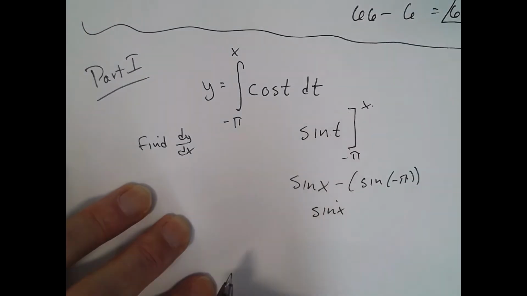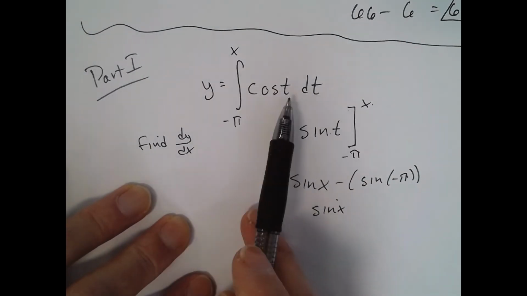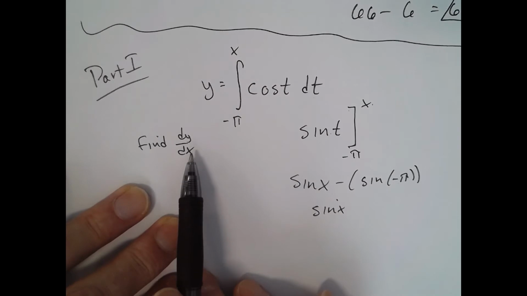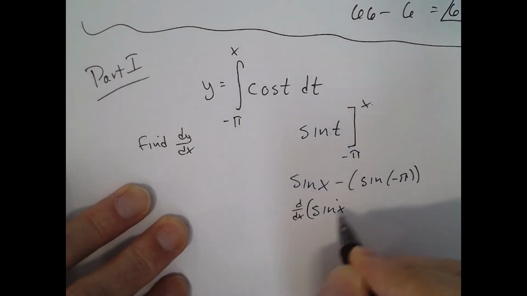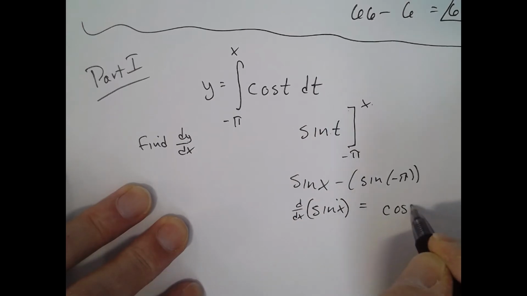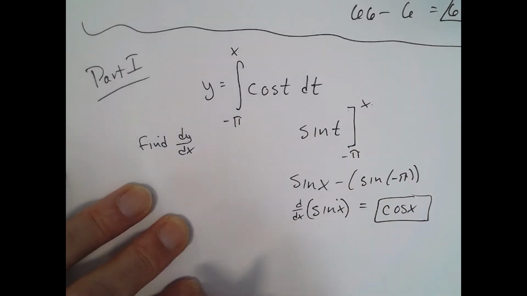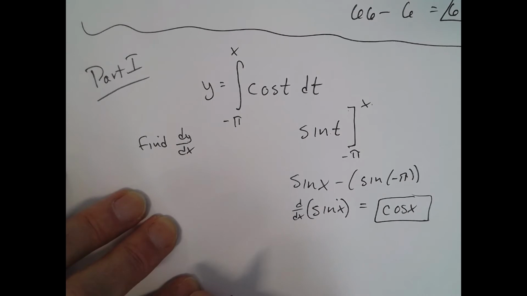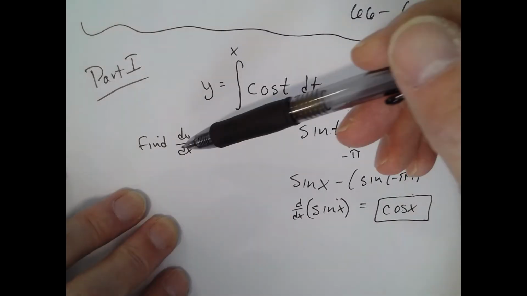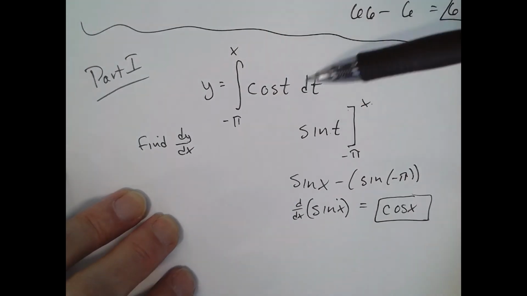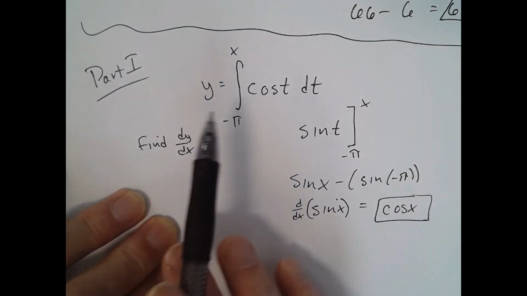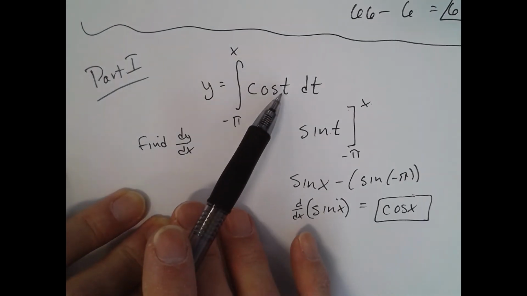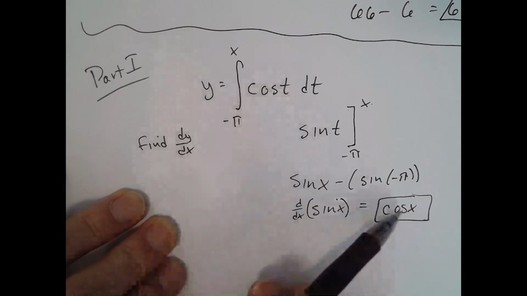Okay, so remember, that's just what y is. We need to find the derivative of that. So we need to find the derivative of sine x, and we get cosine x. So that's our answer, and that is the long way of doing it. That should always work. But remember, derivatives and integrals are inverse operations. So all we really needed to do is replace our t with an x, and we get cosine x.